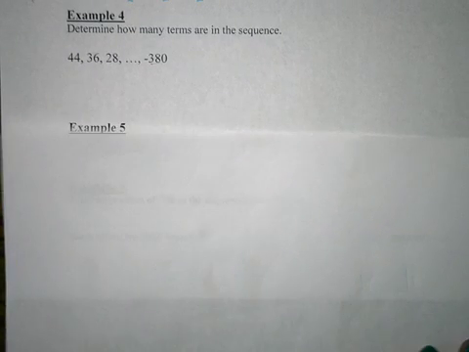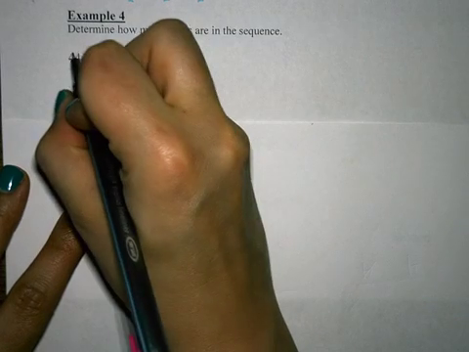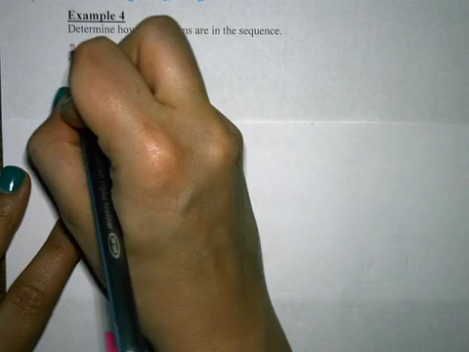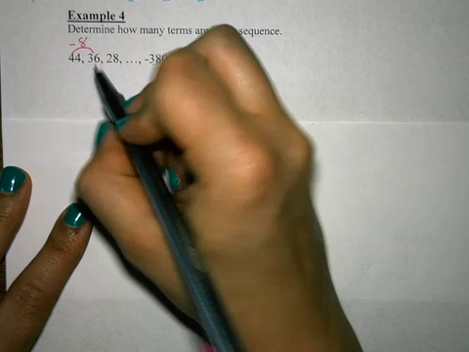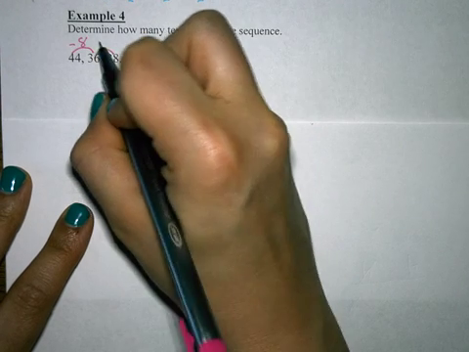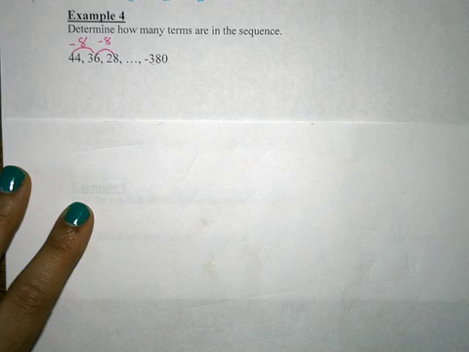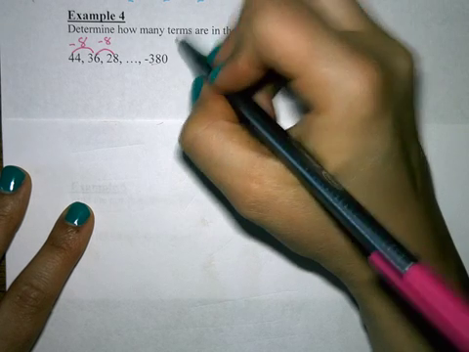I am noticing that to get from 44 to 36, I subtract 8. And if I subtract 8 again from 36, that gives me 28. So I'm thinking that this is going to be an arithmetic sequence.